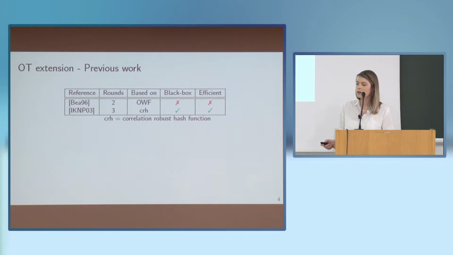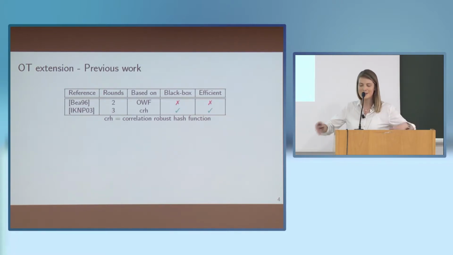And so we have these two approaches, and basically the one approach gives us two rounds but a non-black box construction. And the other approach gives us three rounds black box. Two rounds non-black box, three rounds black box. And as you see, the non-black box one is not efficient because we have to garble the PRG and we have to send it over.